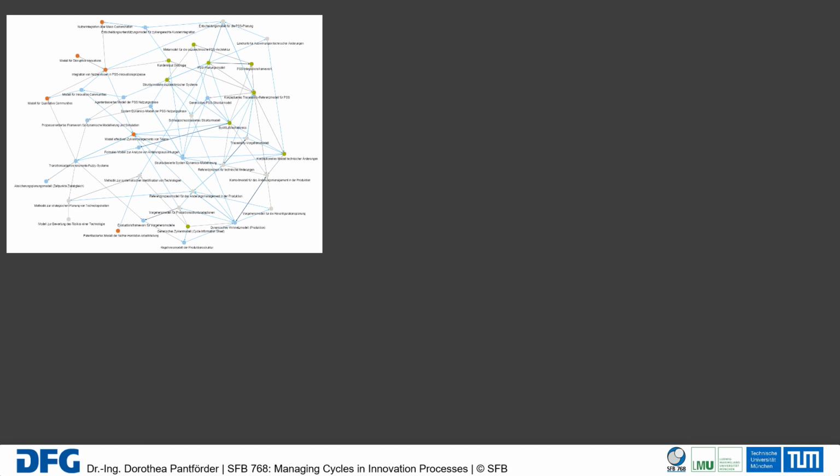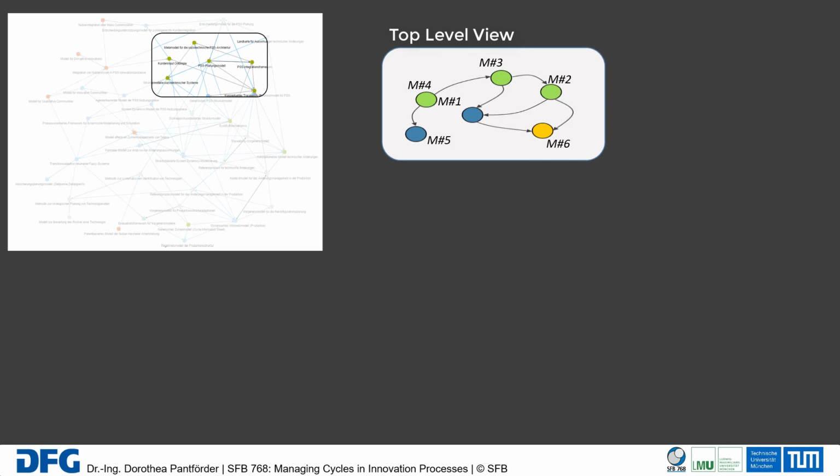For various problems from the information visualization domain, the so-called overview and detail paradigm is used. Following that, a top-level view is created that contains all the models that are included in the production and innovation process. Each node in the top-level view is representing one model instance. If there is at least one link between an entity from one model instance and another entity from another model instance, an edge in the top-level view is included between the corresponding nodes.